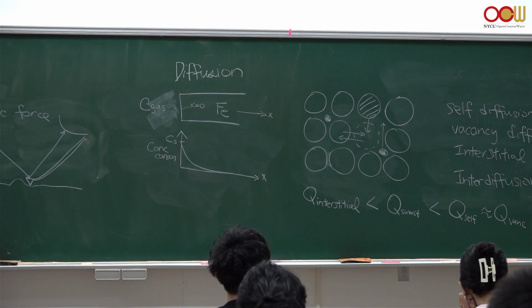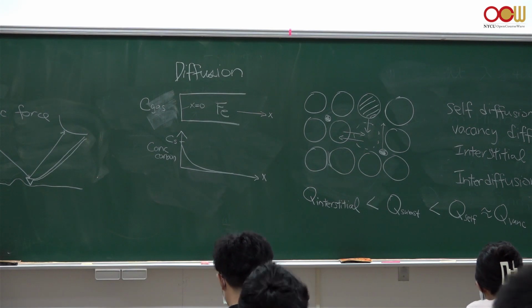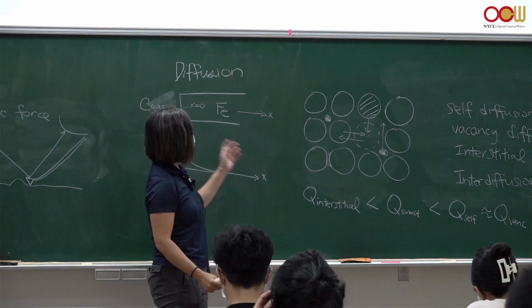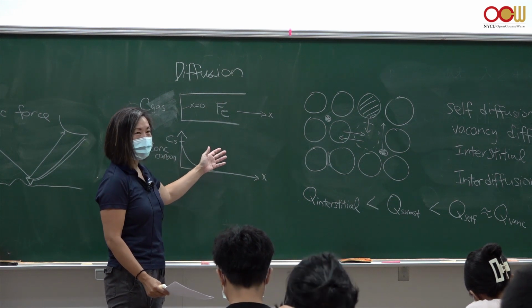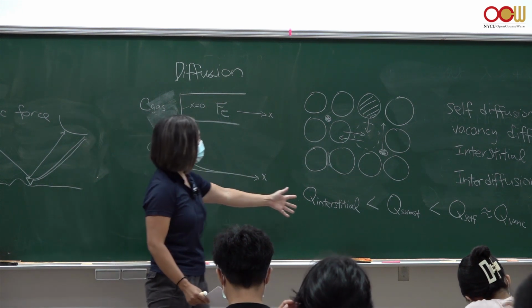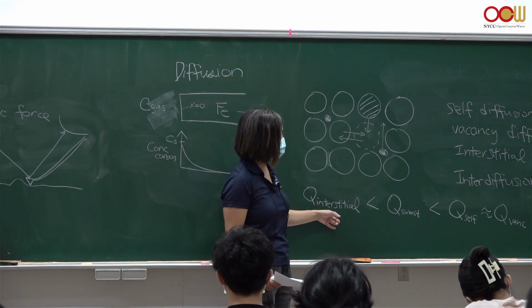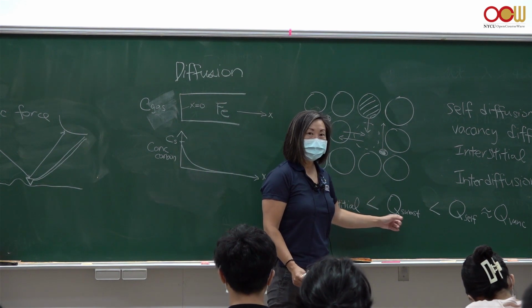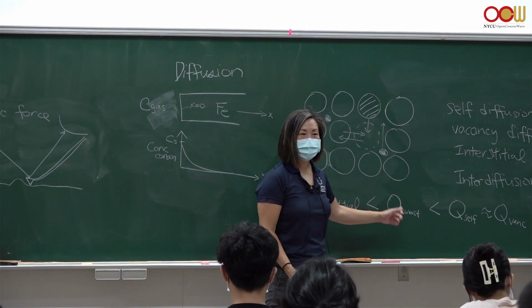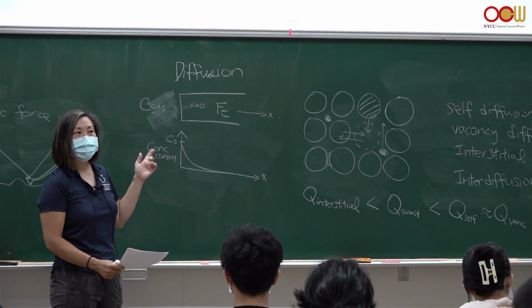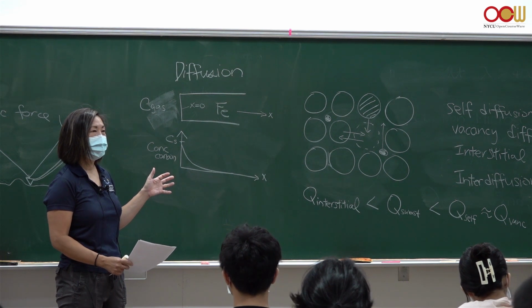Okay, so where can we get this energy to overcome the activation energy for diffusion? We know we want to diffuse carbon into iron to make steel. And we know that it depends on whether the carbon is interstitial or substitutional. It has a different amount of activation energy to go into this bar of iron. But where would we get that energy from?